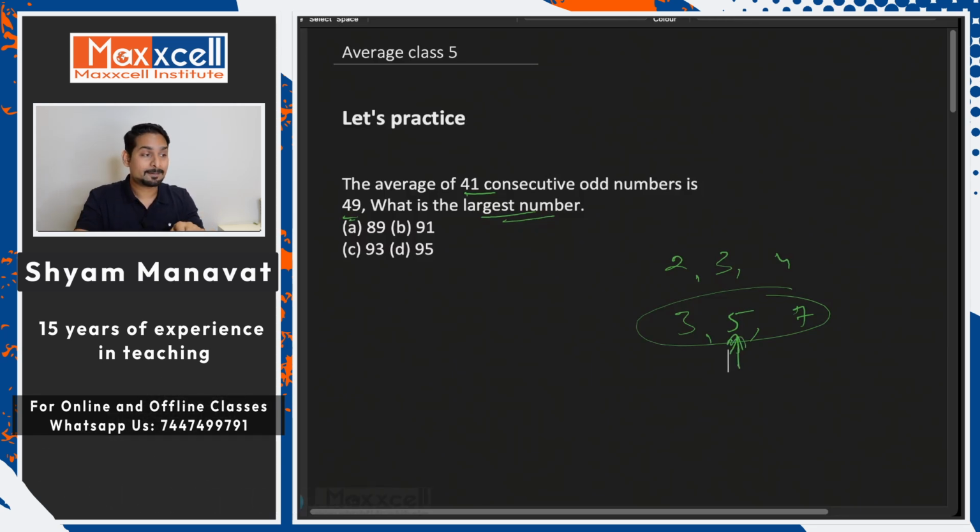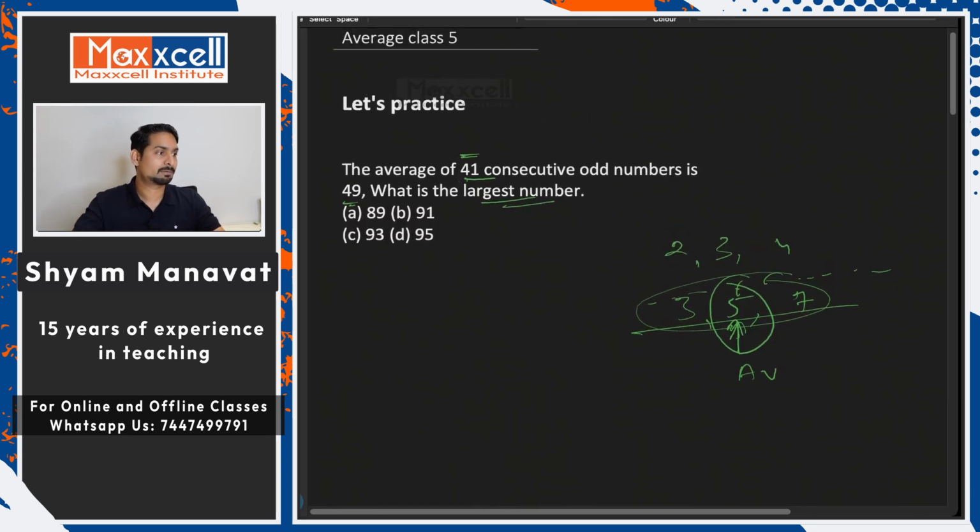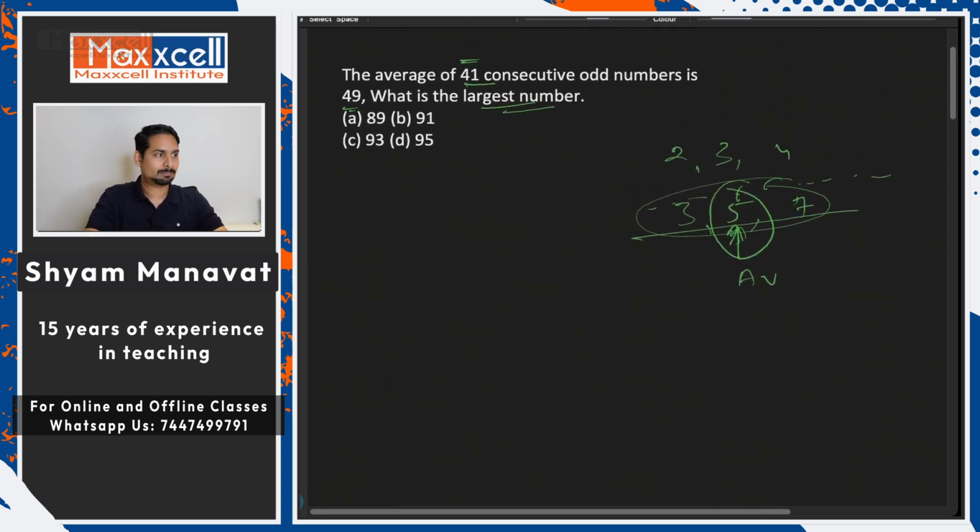Equal distribution, right? On the right hand side of the mid value, you will have all greater values. The left hand side will have all smaller values. So if you balance out, if you equally distribute, you will get the mid value as the average. That's the magic of consecutive numbers. Now, having this in mind, if I say 41 consecutive numbers, first of all tell me which number will be the middle number, the number at the center.